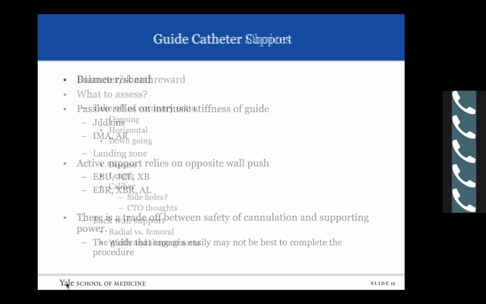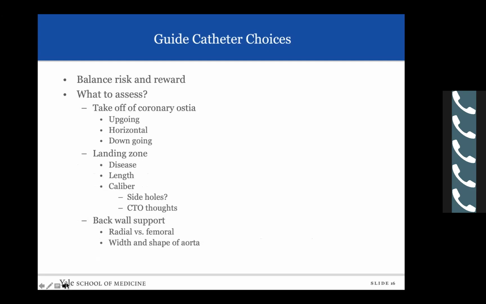So we talked about the balance of risk and reward. So what do you want to assess when choosing a guide? You want to look at the takeoff of the coronary ostia. Are they up-going, down-going, or horizontal? And what's the landing zone of your guide like? Is there a lot of disease? Is there a long left main? Is there a short left main? Is it small? Is it large?